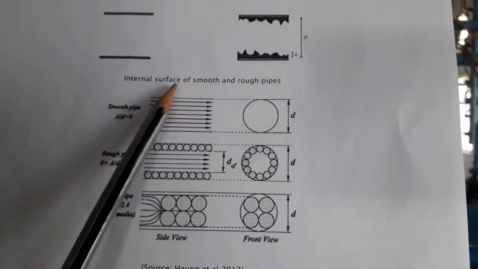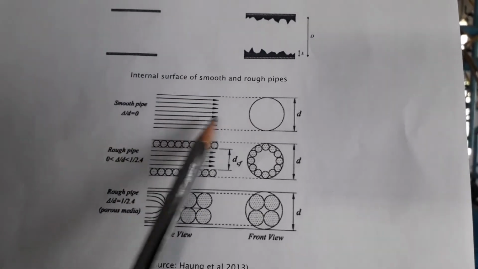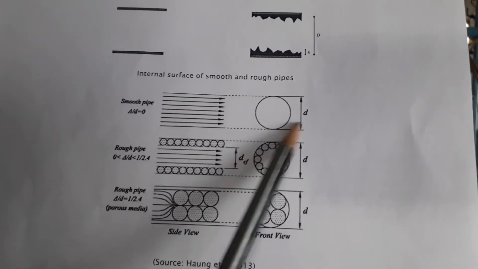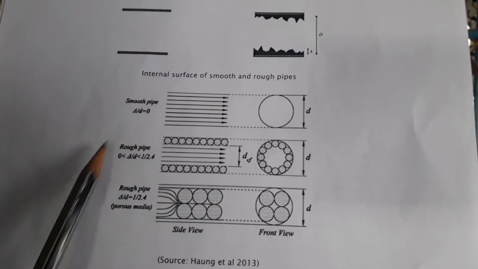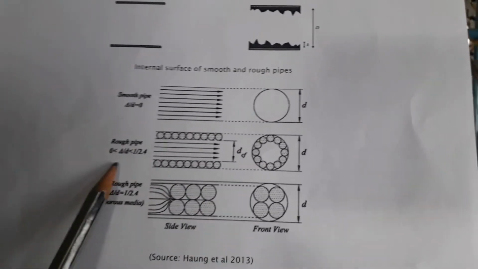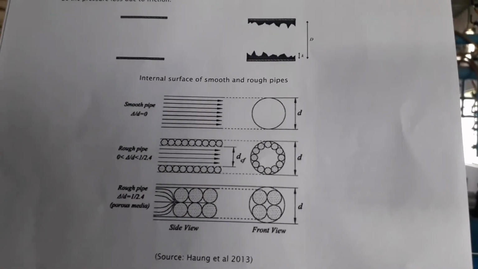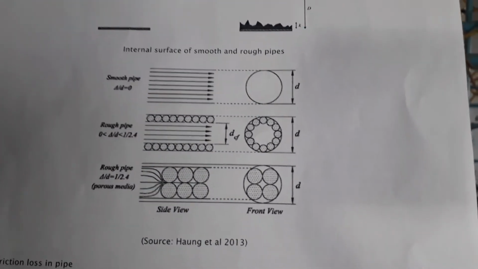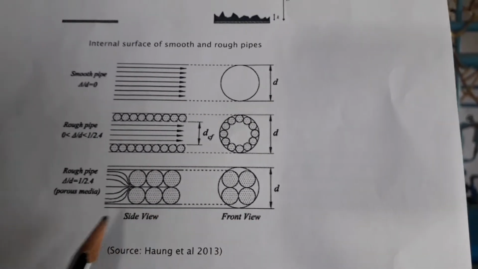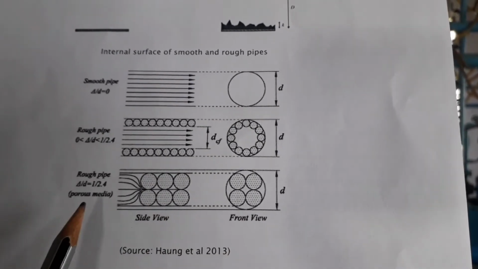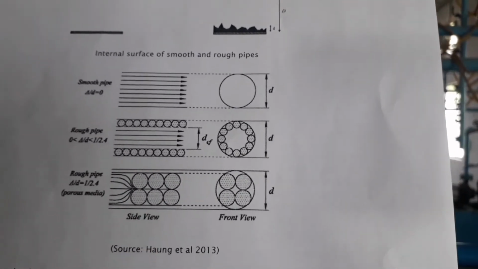This is the smooth internal surface, and these are the rough pipes. Here the smooth pipeline, with diameter denoted by d, has delta by d equal to 0, but for a rough pipe, delta by d is between 0 and 1 by 2.4. In a rough pipe, this is the side view and this is the front view. You can see in a rough pipe delta by d is equal to 1 by 2.4. It is a porous media.